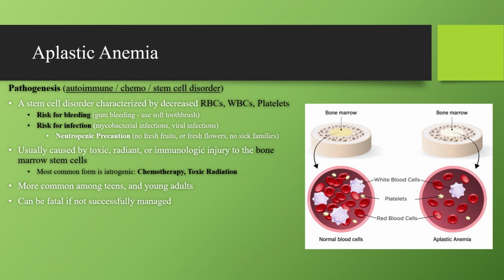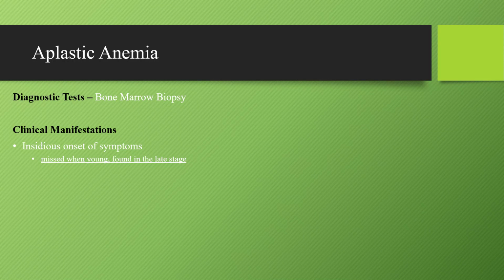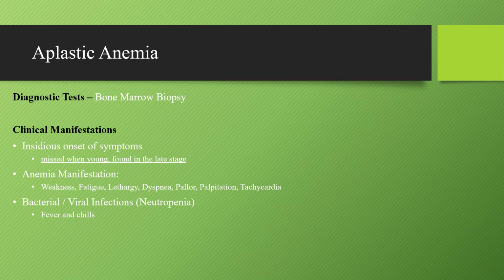So insidious onset is going to be a clinical manifestation, as well as transient murmurs, which are innocent heart murmurs where blood flows more quickly than normal through the heart. This can be seen when not enough RBCs are present to carry O2 to the tissue. Again, we are going to look at the diagnostic testing, the bone marrow. Anemia manifestations: weakness, fatigue, lethargy, dyspnea, pallor, palpitations, tachycardia.